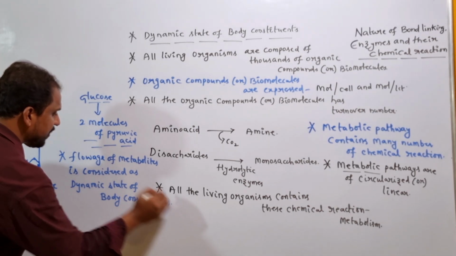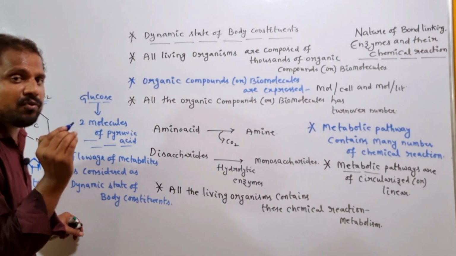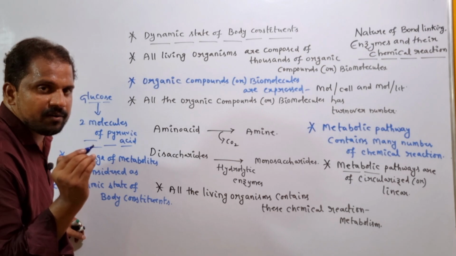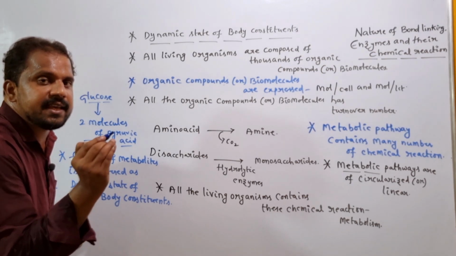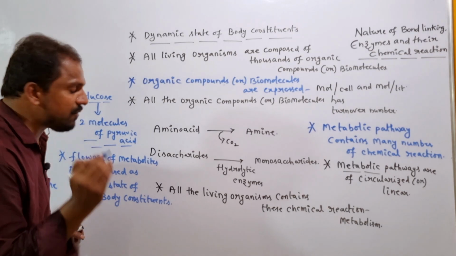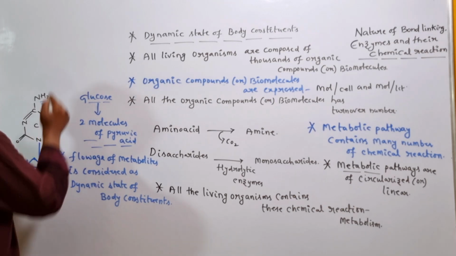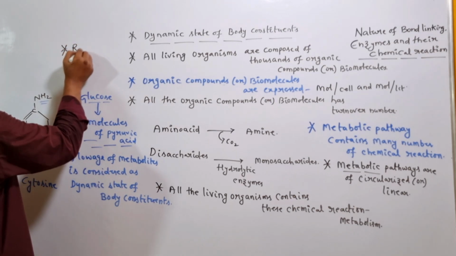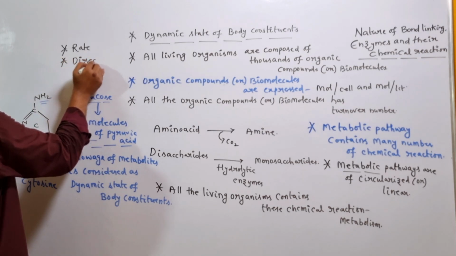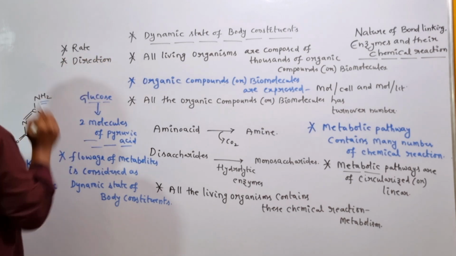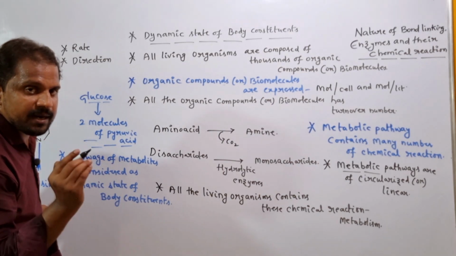So here, in order to regulate the flowage of metabolites in case of one particular metabolic pathway, two different properties play an important role. So what are the two different properties here? One is rate and the other one is direction. Rate and direction are responsible for regulating the flowage of metabolites in one particular metabolic pathway.